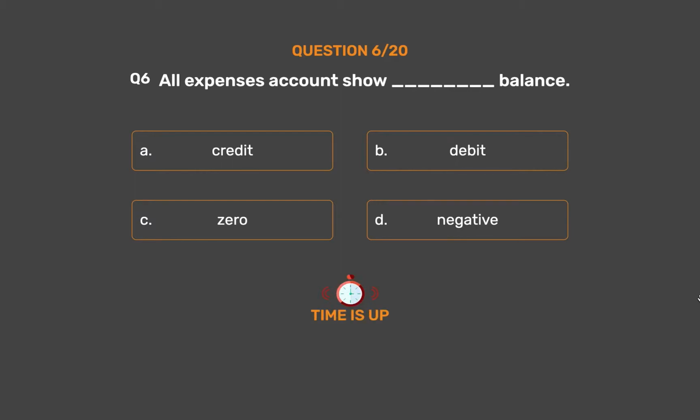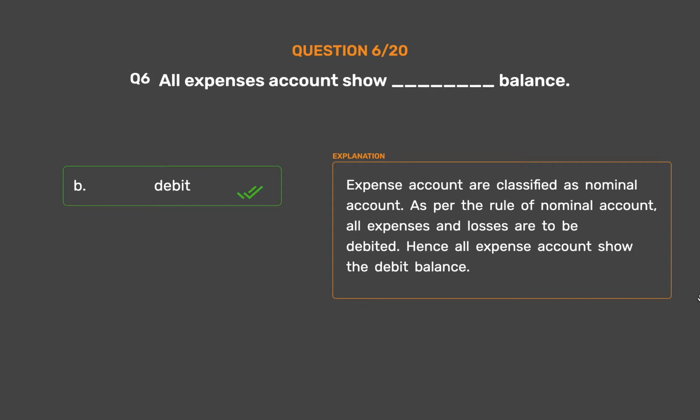The correct answer is Option B. Debit. Expense accounts are classified as nominal accounts. As per the rule of nominal accounts, all expenses and losses are to be debited. Hence all expense accounts show a debit balance.